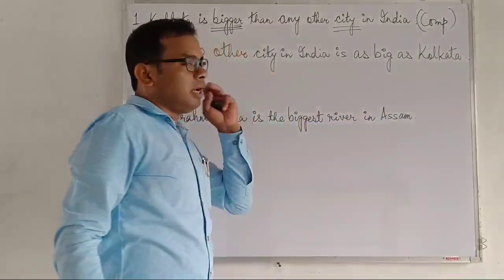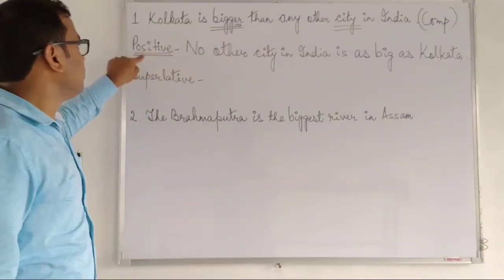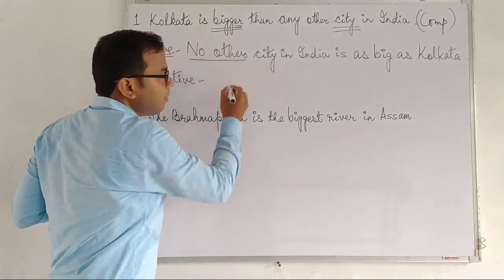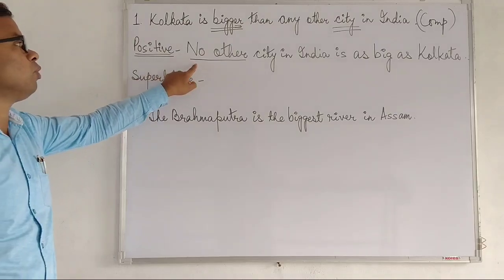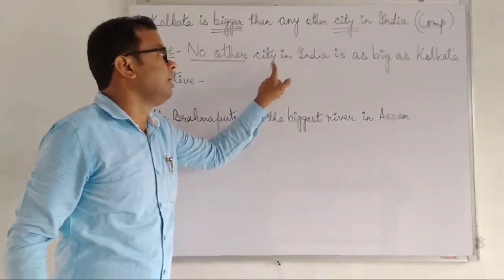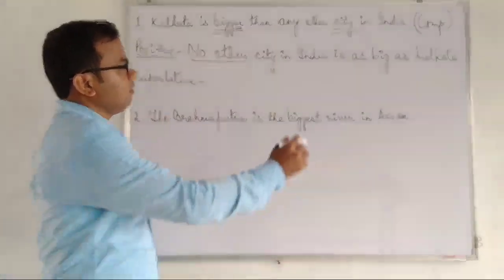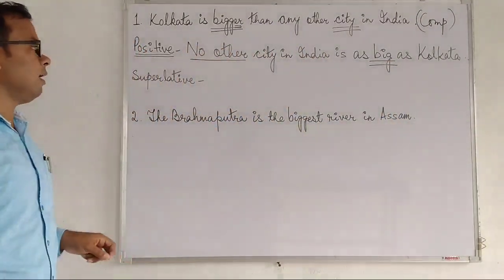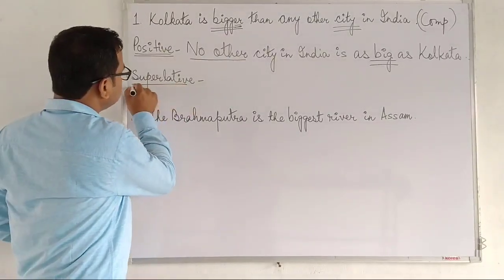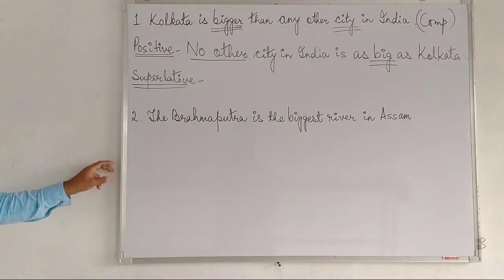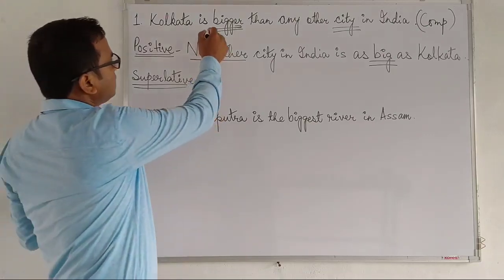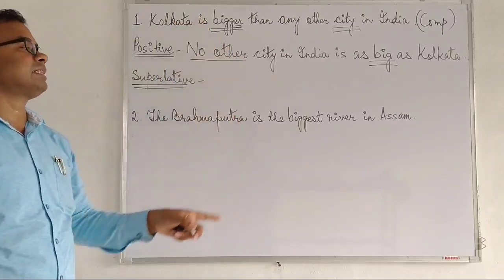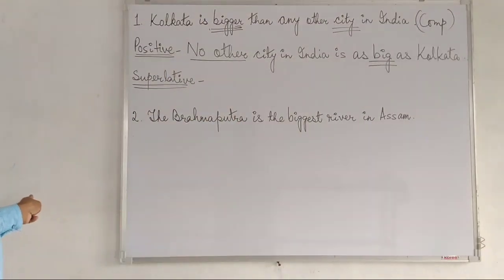So if we are asked to convert the sentence into positive degree, then we need to use this phrase no other at the beginning. Then we take the noun city in India is, then we make it in positive form as big as Kolkata. Now let us try to change it into superlative degree. What will be the superlative form of this adjective? Big, bigger, biggest. Biggest will be the superlative form.